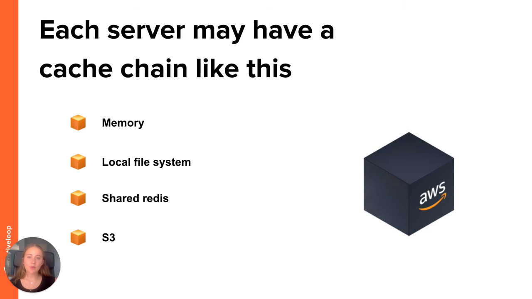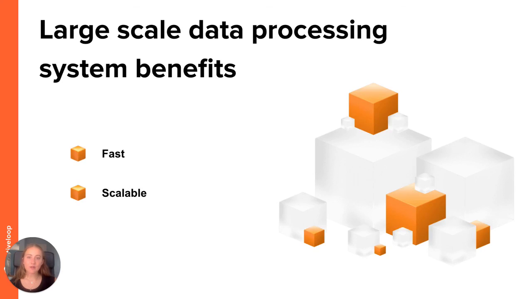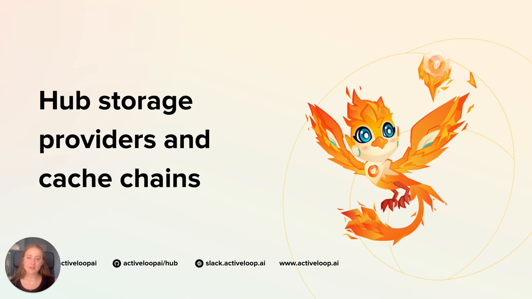So in this example, each server can have a cache chain that looks like this. The first one is memory, then a local file system, then a shared Redis, and then S3. And this is what a typical large-scale data processing system will look like. And the benefits of a typical large-scale data processing system is that it's extremely fast and scalable. And that's it for this explainer video on hub storage providers and cache chains.